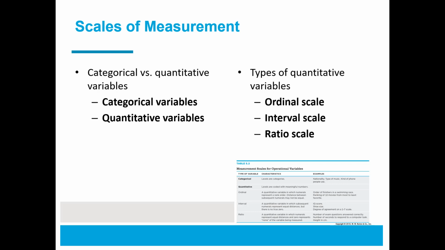Finally, we have the ratio scale. Here, numerals represent equal intervals from one another, and there is a true 0. For example, height or exam scores.